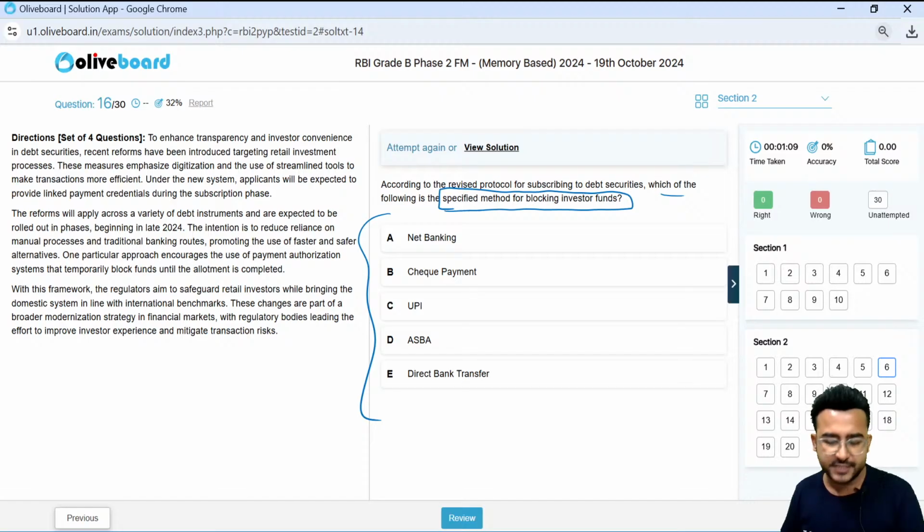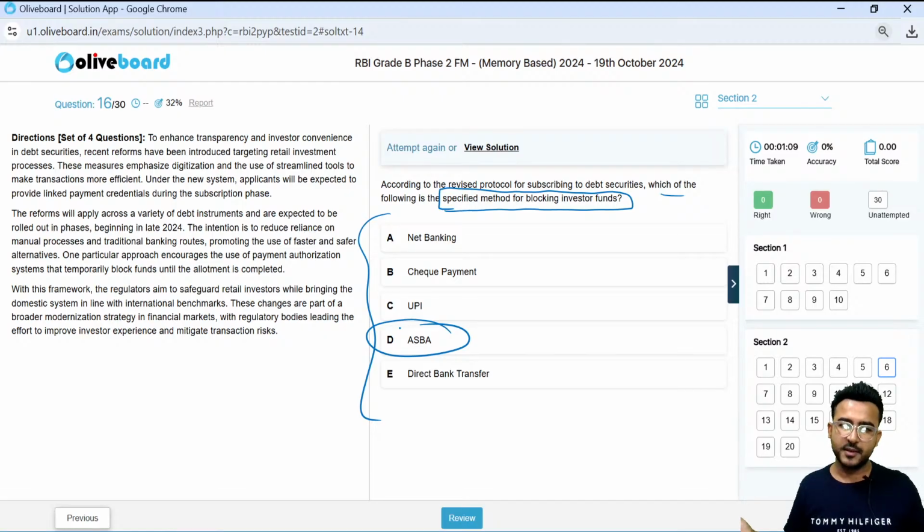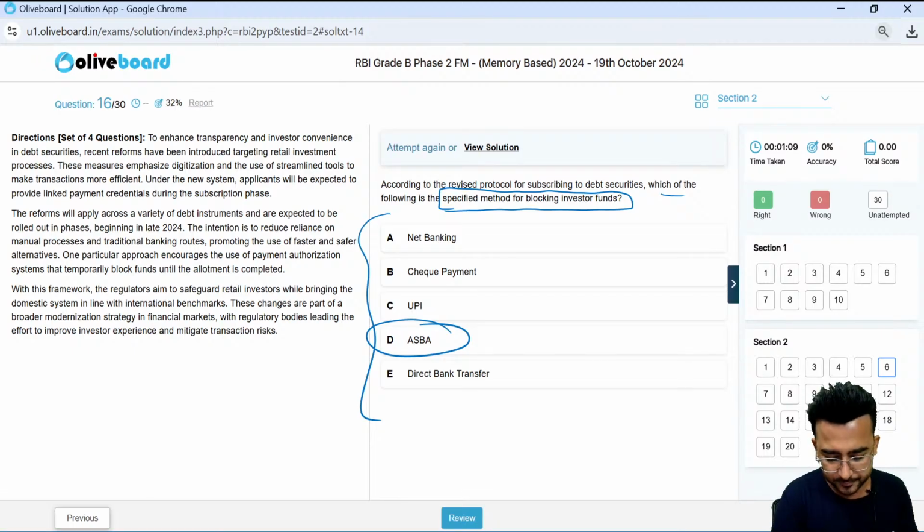So prima facie, whenever we do the question, we think it's ASBA. Why? Because it's the most prevalent method. In all the IPOs, we are using ASBA methodology, but here we are talking about the debt security.